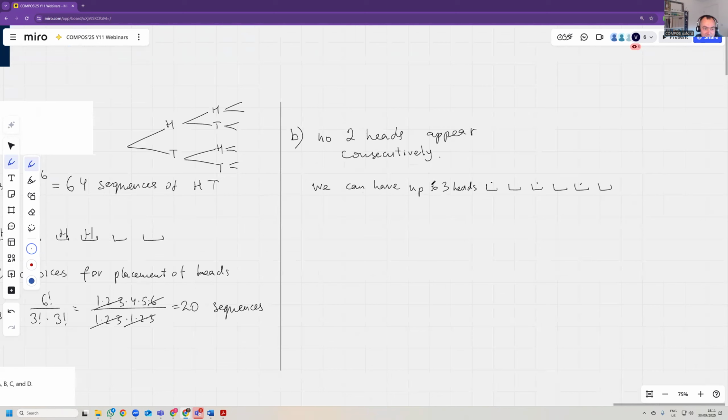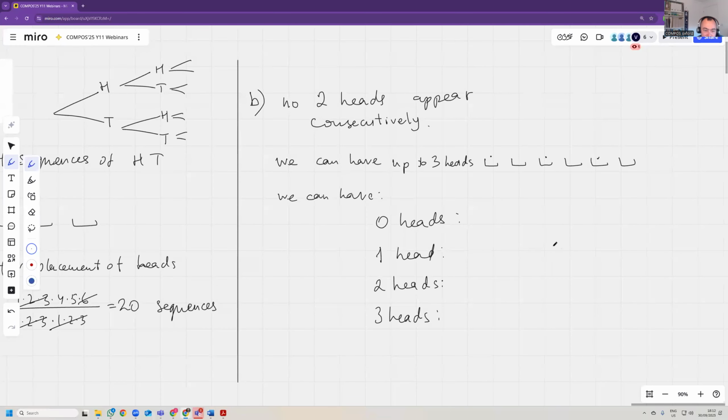So, no 2 heads appear consecutively. We can have up to 3 heads. We can have 0 heads, 1 head, 2 heads, and 3 heads. If we have 0 heads, that's only one possibility: one sequence, which is tails, tails, tails, tails, tails, tails.